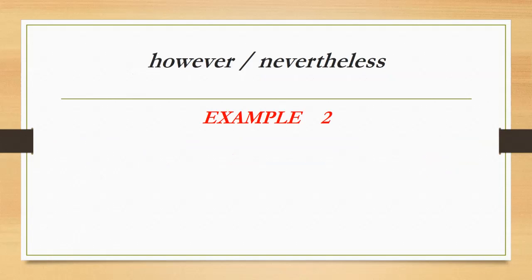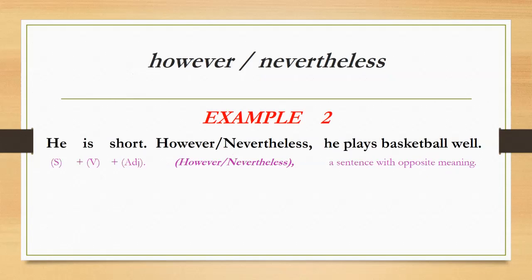Example 2. He is a subject, is a verb. Short is an adjective. He plays basketball well is a sentence with opposite meaning. He is short, full stop. However or nevertheless, comma, he plays basketball well.